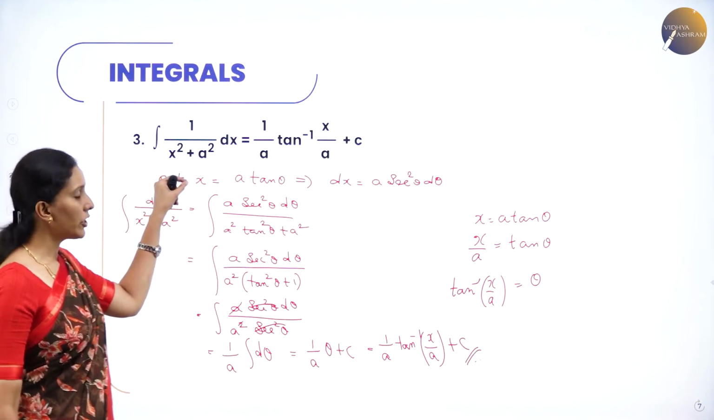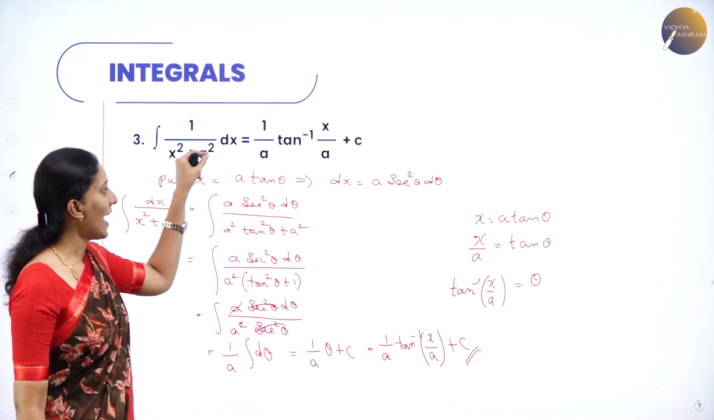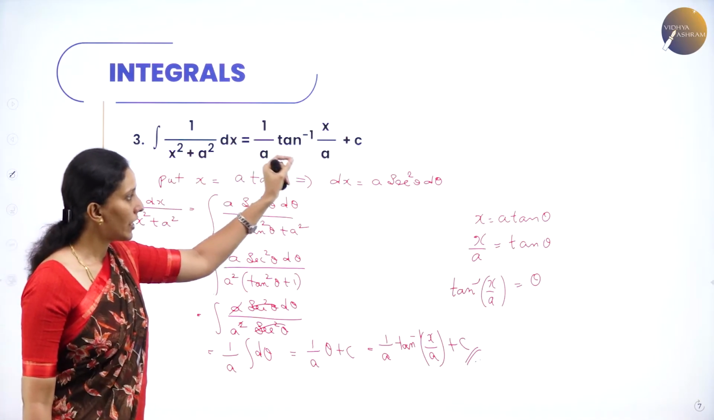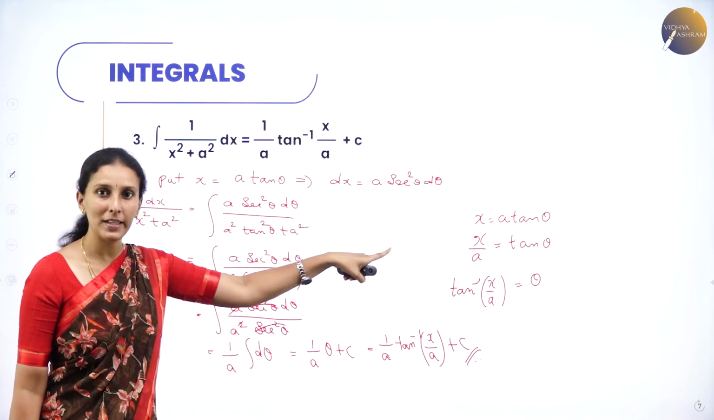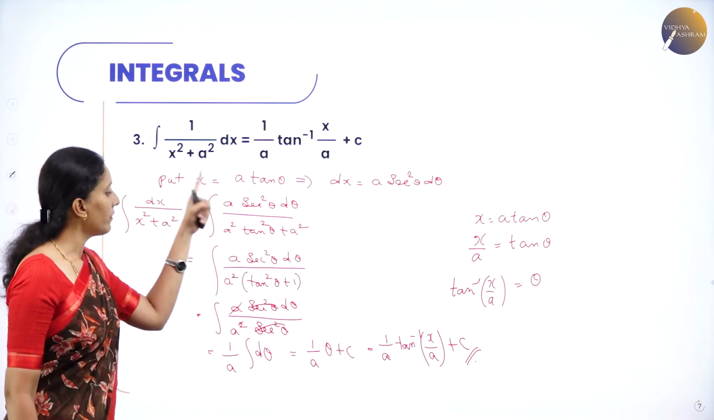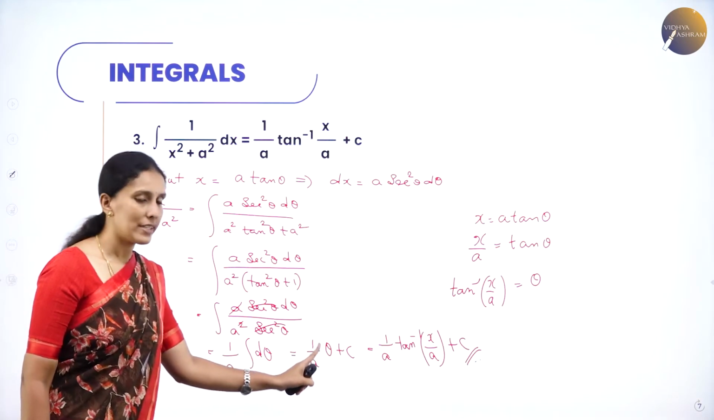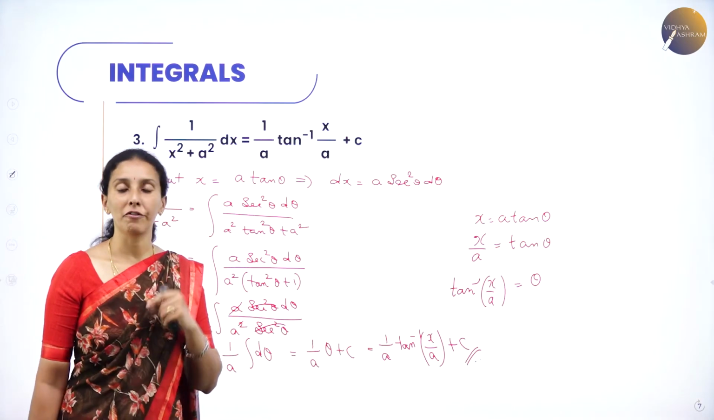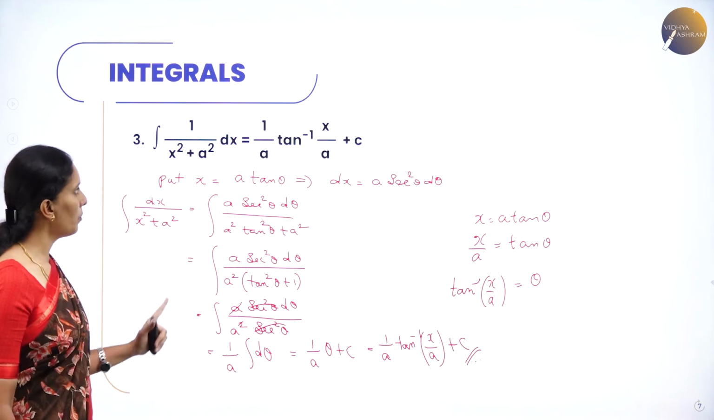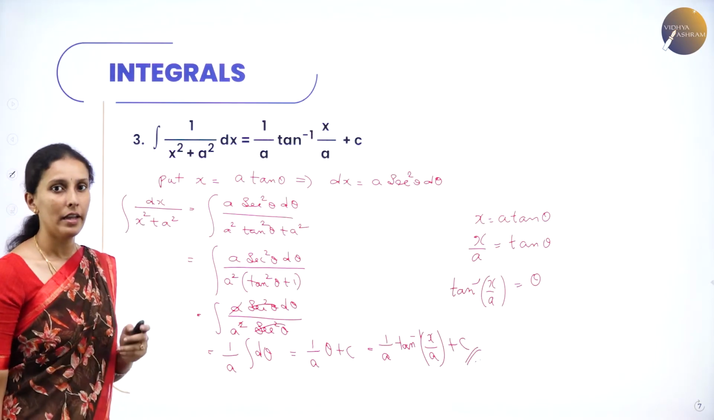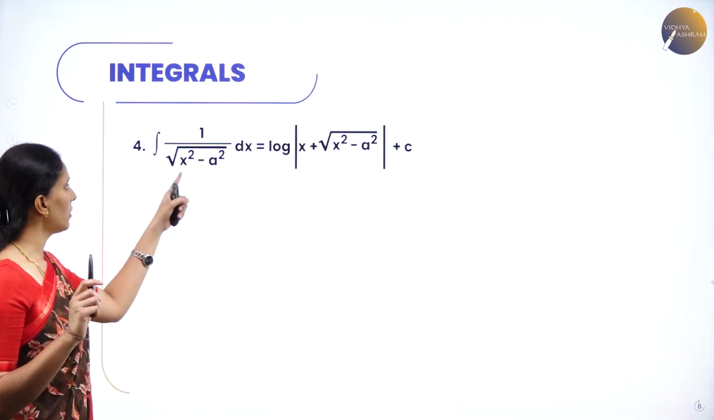So here we are going to substitute x as a tan theta. We will find out dx. We will find out the replacement for theta. Then we will reduce it into the standard form. We will find out what is theta. We will replace back in the form of x. So this is the proof for this integral.